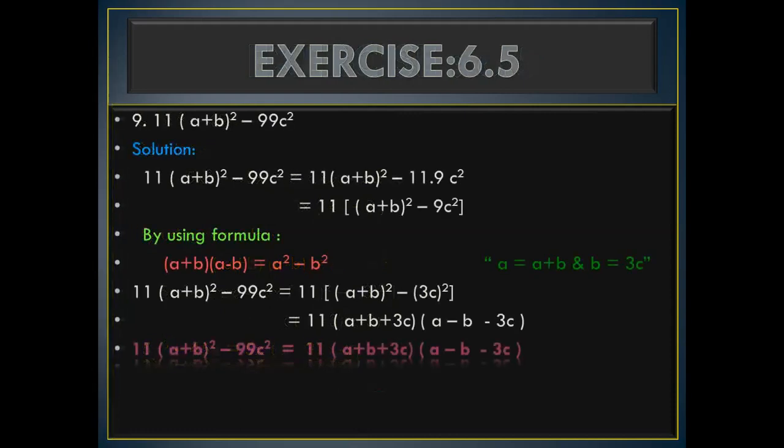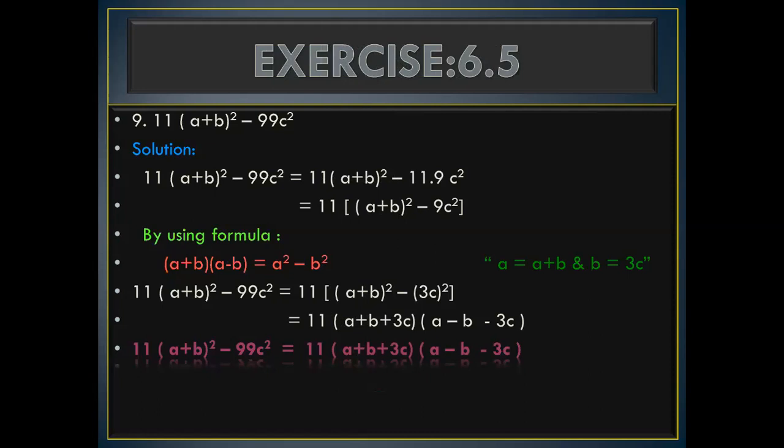The next question, question number 9. Now you see the formation of the question is changed over here. 11(a plus b) whole square. In the first term, (a plus b) whole square is given. It doesn't mean that you will apply the formula of (a plus b) whole square. No need to open this square.